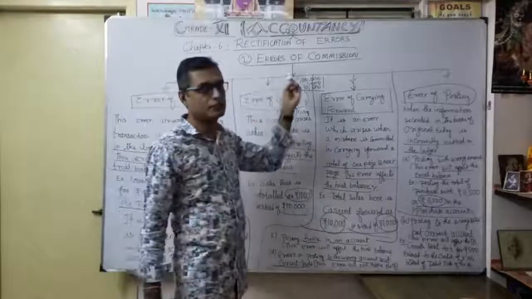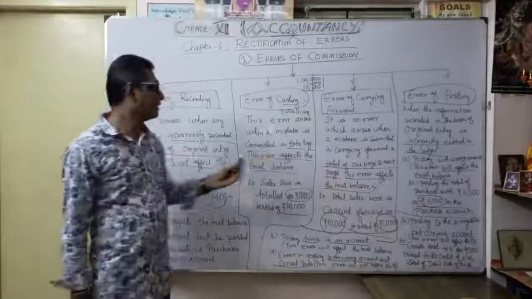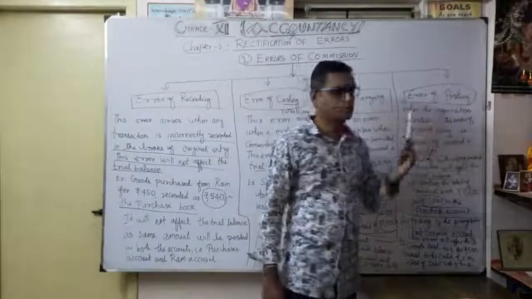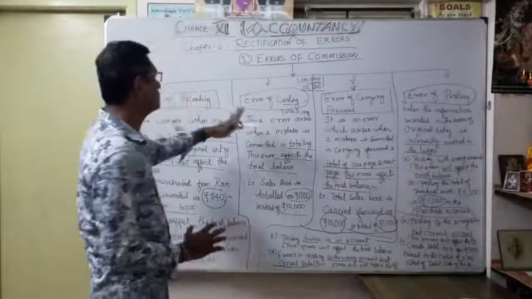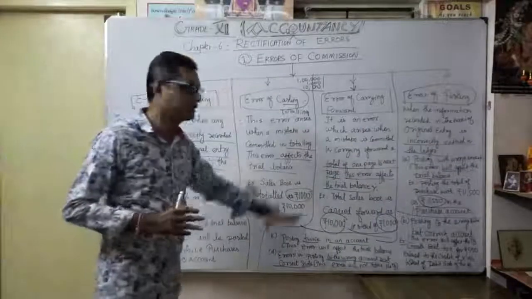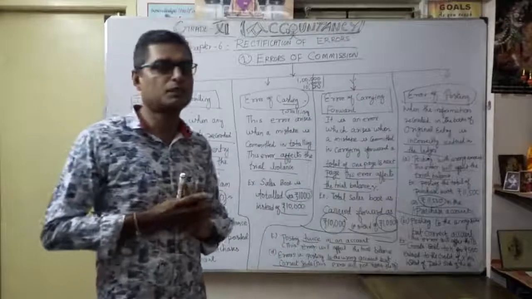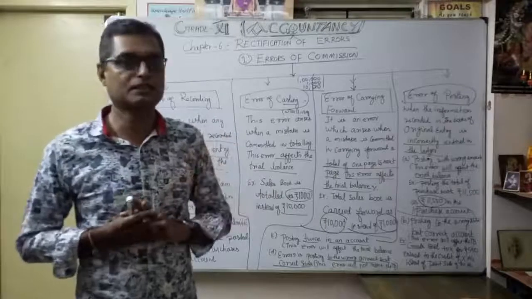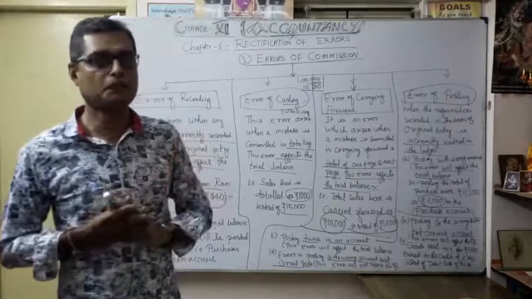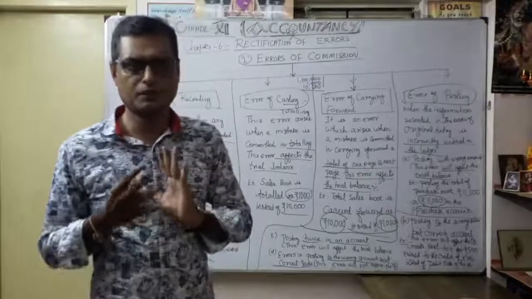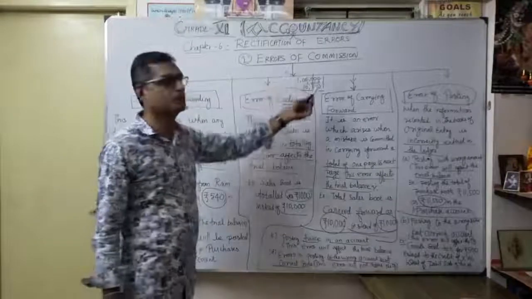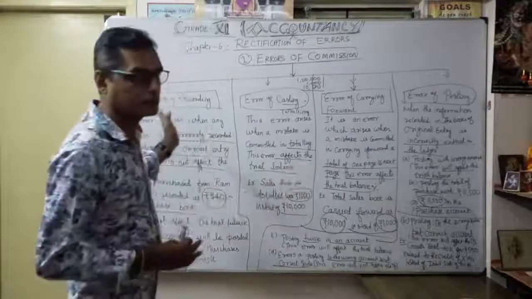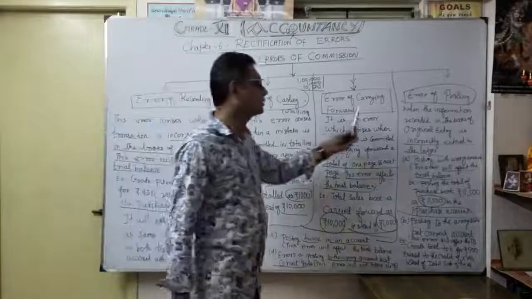Now, for error of commission, there are four classifications: error of recording, error of casting, error of carrying forward, and error of posting. Under that we discussed in detail the four classifications of error of commission. I hope you understood the rectification of errors first as an introduction. We discussed the possibilities under the nine situations, thereafter the four classifications of errors. Under those, first we discussed error of commission, and under it the four possibilities of error: error of recording, error of casting, error of carrying forward, error of posting.